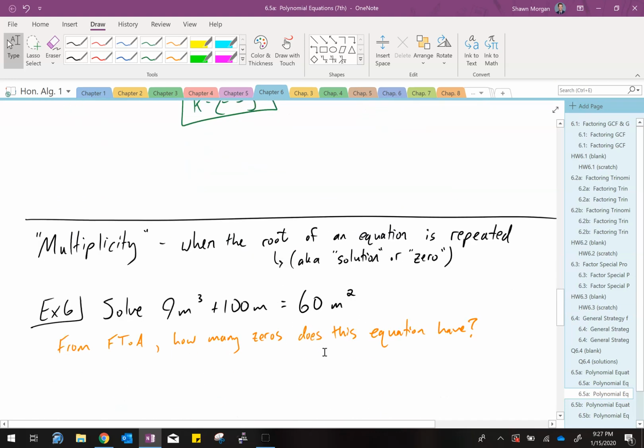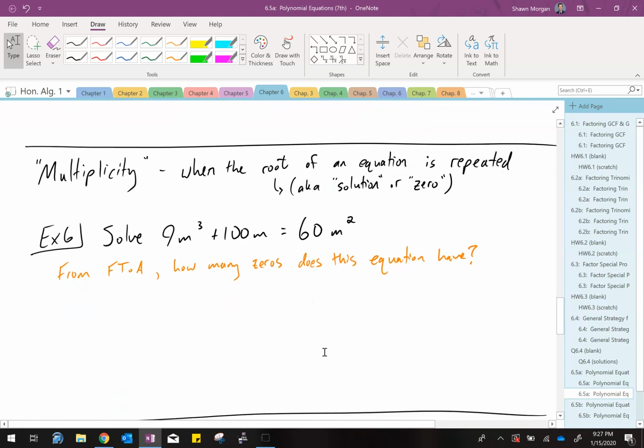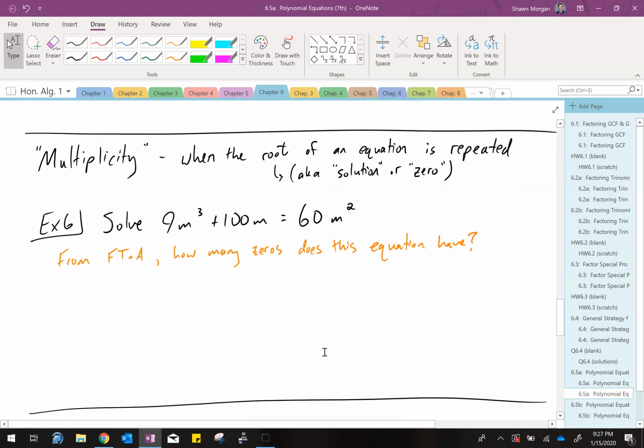Now, on we go with the discussion of what's known as multiplicity. All right, now multiplicity is how many times a particular solution is repeated. And I want to make mention of some vocabulary right quick. The word solution, the word root, and the word zero are all synonyms in this context.